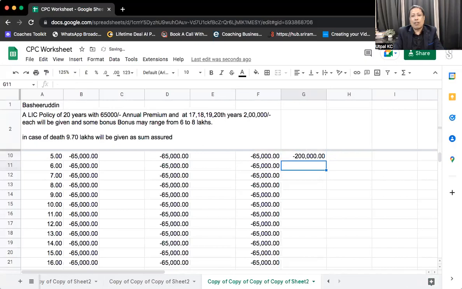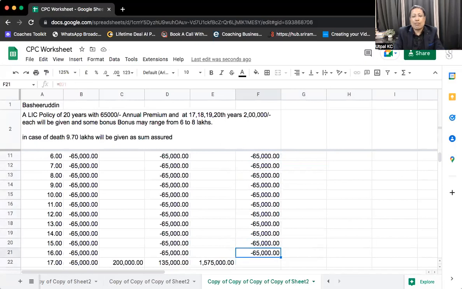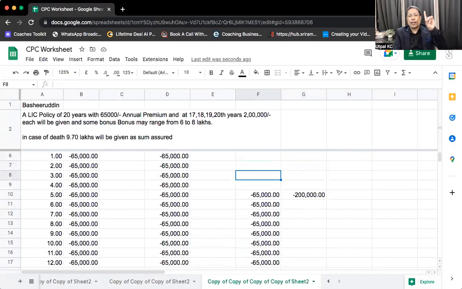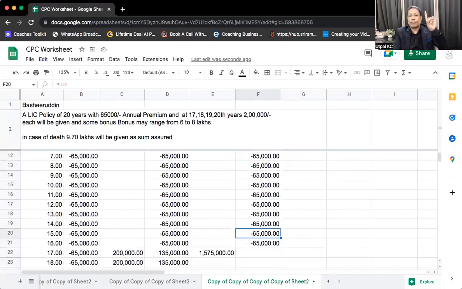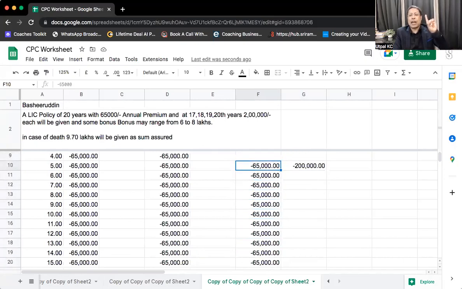Okay, so now 1, 2, 3, 4, 5, 6, 7, 8, 9, 10, 11, 12. Now this 12 times 65,000, in computer language, 65,000 is what? This is PMT, right? And minus 2 lakhs is what? PV. Yeah, now you know it.